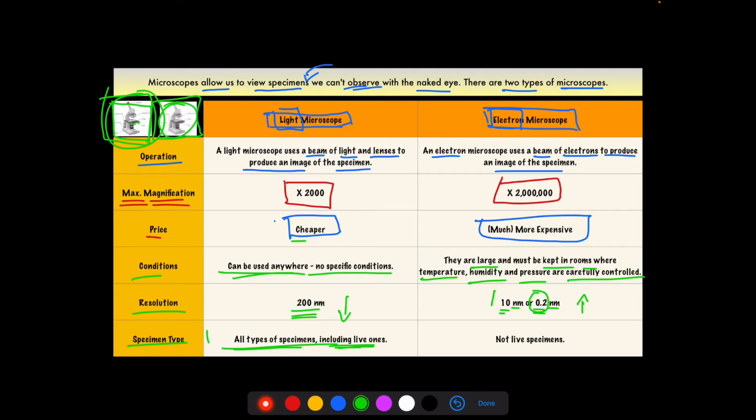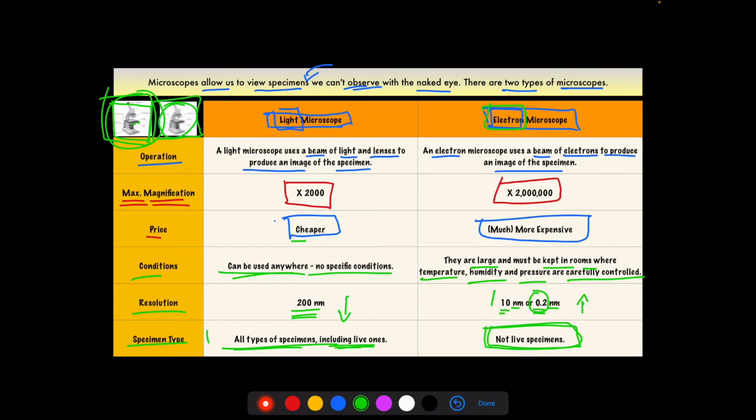However, an electron microscope cannot show you live specimens, as in the specimen cannot be alive. The reason being the beam of electrons would kill your specimen immediately if it is alive. So it cannot show you a specimen while it is alive. It can only show you dead objects.